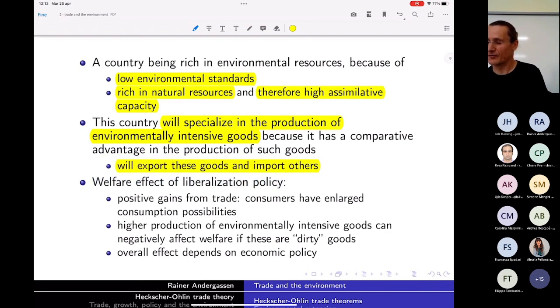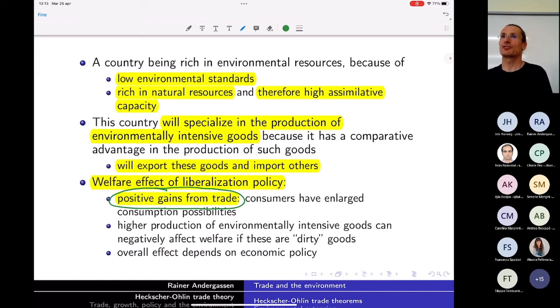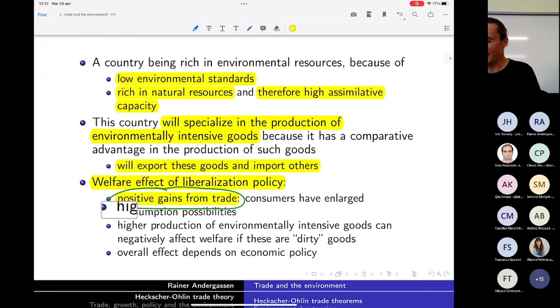So, what are the welfare effects of trade liberalization? As mentioned already several times, you should have positive gains from trade. Just by trading, you enlarge consumption possibilities, meaning you can consume things you could not have before. But then you have a second effect in the case of environmental resources: if you have a higher production of environmentally intensive goods, then this can negatively affect welfare.